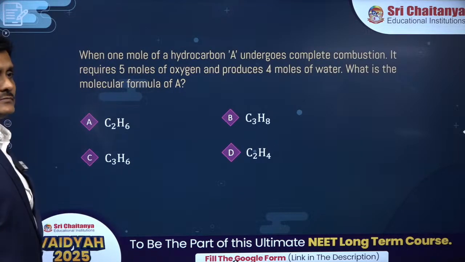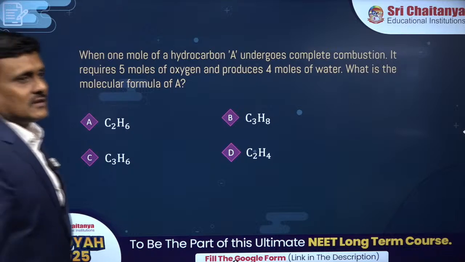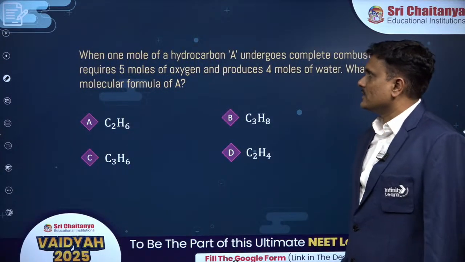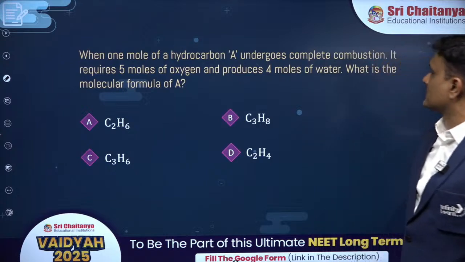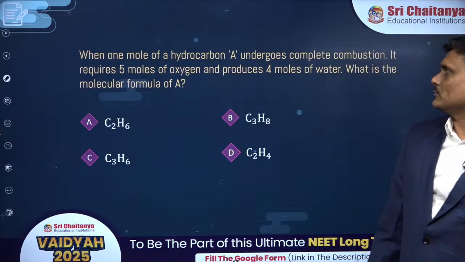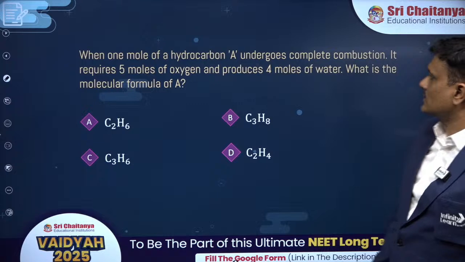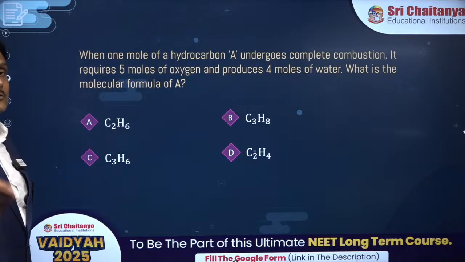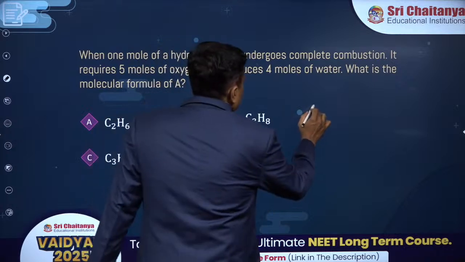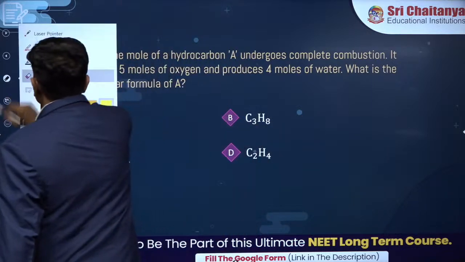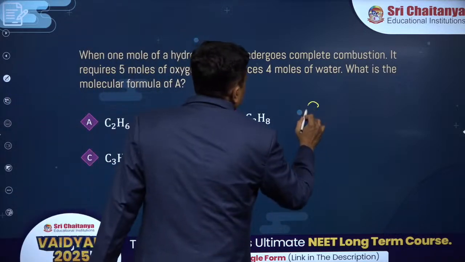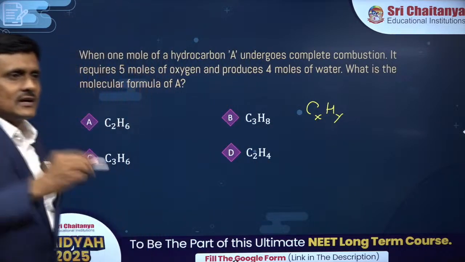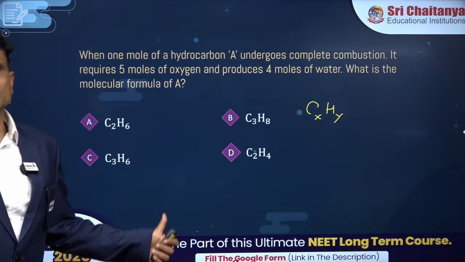Next, stoichiometry questions. Can we solve easily? 5 moles of a hydrocarbon undergo complete combustion, requiring 5 moles of oxygen and producing 4 moles of water. What is the molecular formula? Let me tell you how simply we can solve this question without complicating it. Listen now. You have got the hydrocarbon. I will assume it as CxHy. Whenever you are given a hydrocarbon, please imagine that as CxHy.